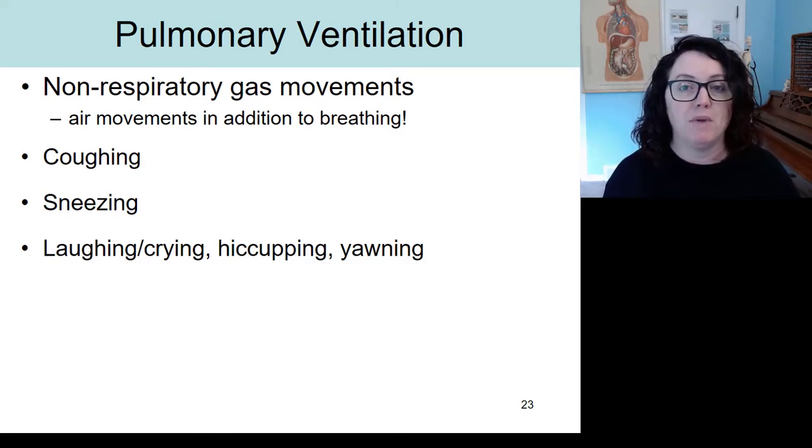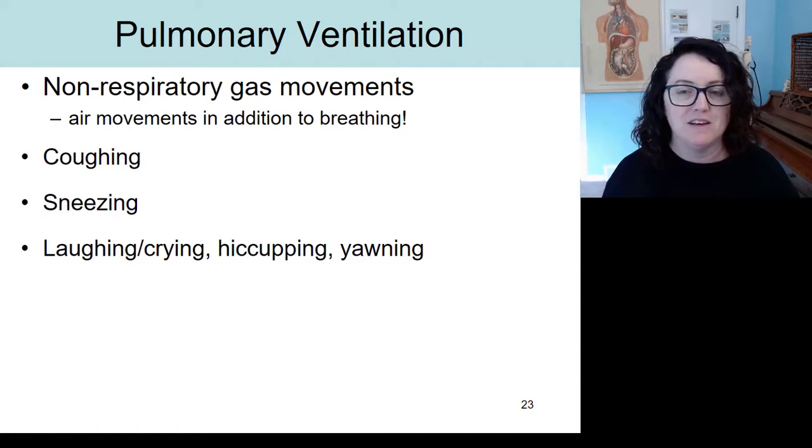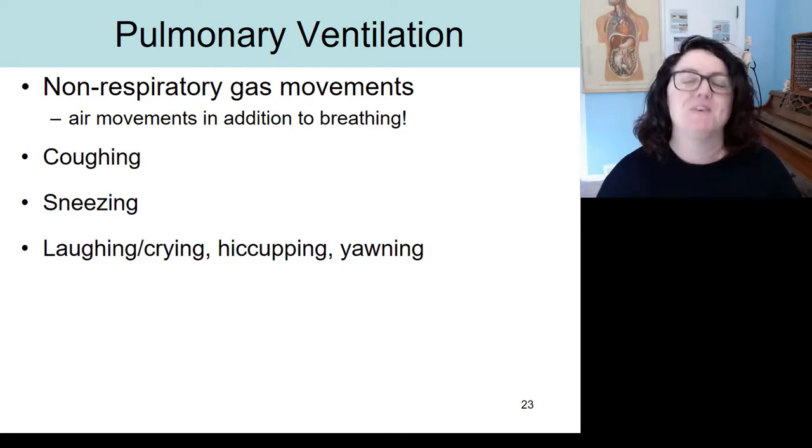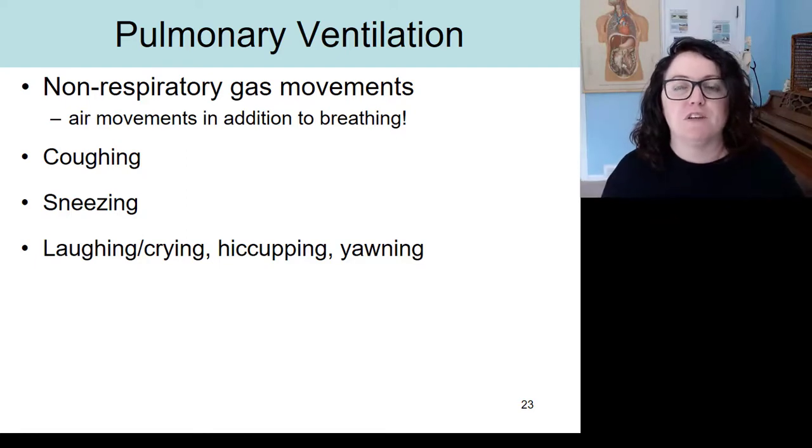Laughing and crying, hiccuping, and yawning are also non-respiratory gas movements. Actually, what's kind of interesting is the anatomy and physiology that's happening with laughing and crying is almost identical. And if you think about it, that makes sense because you've probably been crying before and started laughing, and they probably felt kind of the same, right? So, I mean, obviously in our mind, our emotions aren't the same, but the processes are very similar.